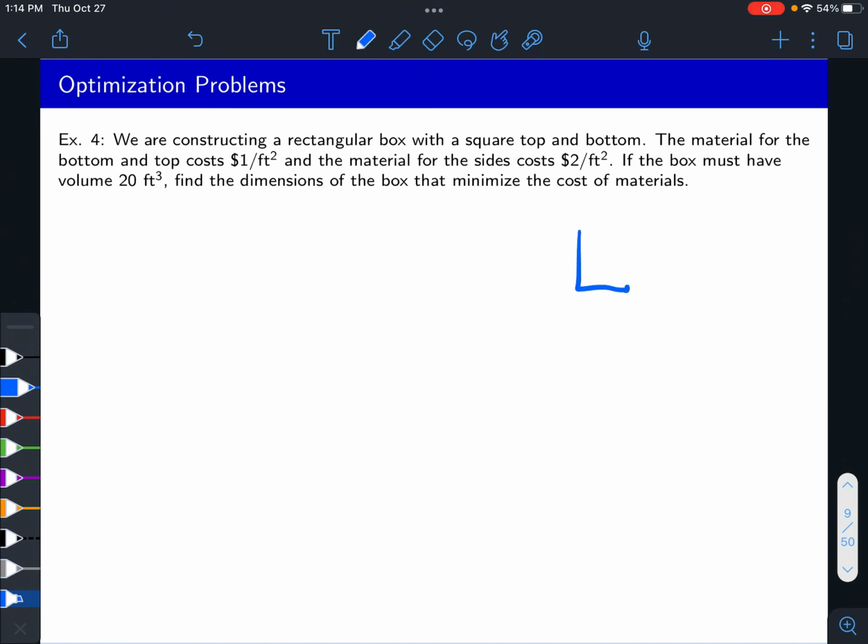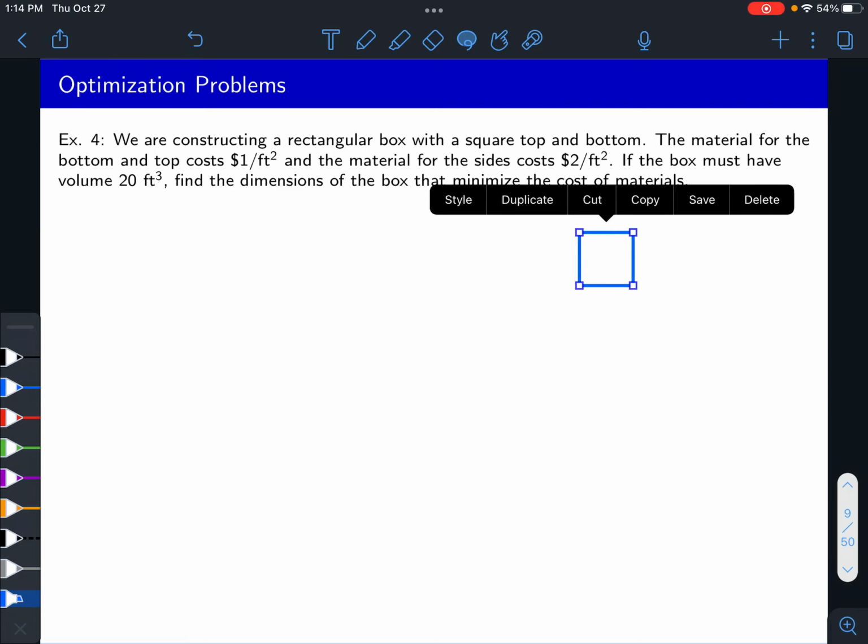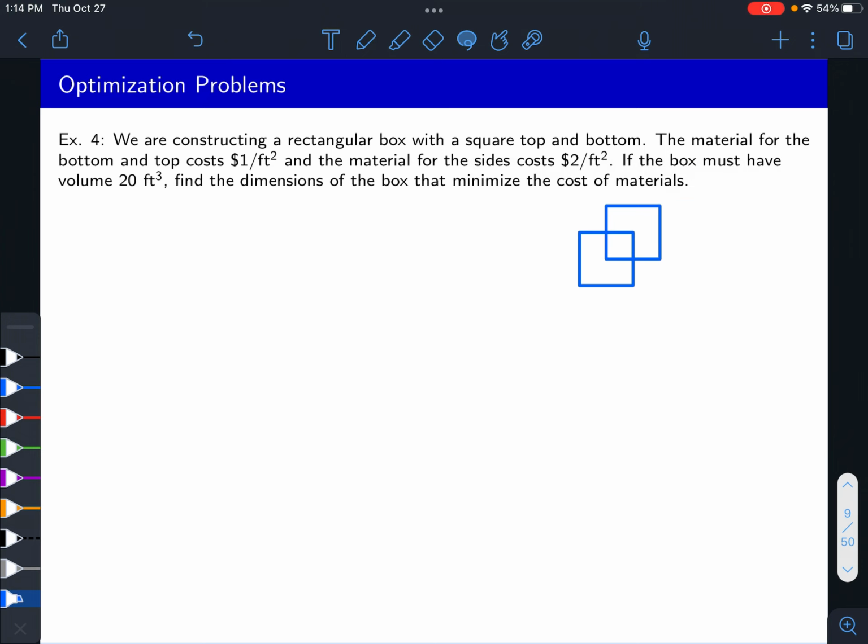All right, so let's draw a box here just so we can sort of intuitively get what's going on.